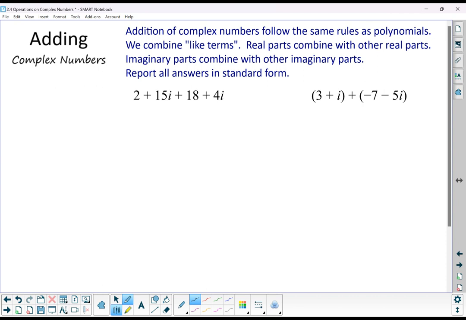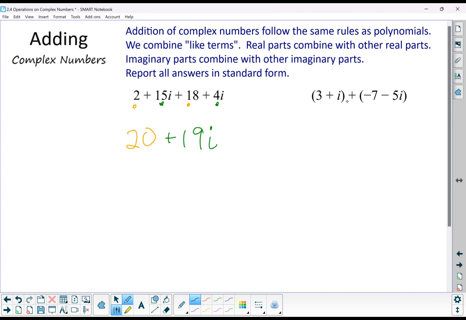We combine like terms, but what that means in the context of complex numbers is that we look for the real parts and combine them with the other real parts. So in this case, we've got a 2 and an 18, so that's a real part of 20. And then we combine the imaginary parts with other imaginary parts, so we get 20 plus 19i. And this answer is in standard form. I have the real part 20 before the imaginary part 19i.